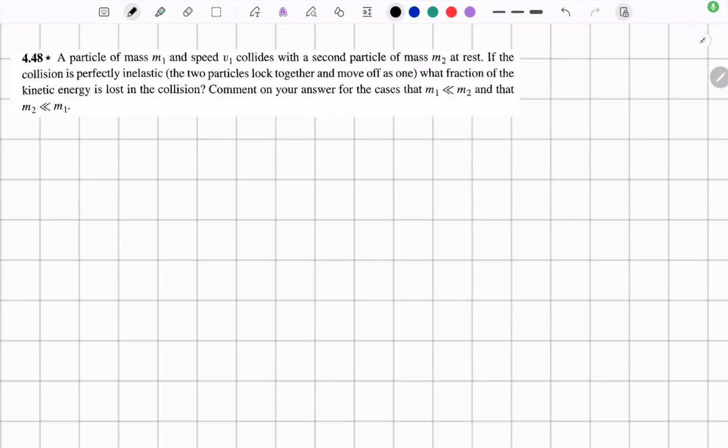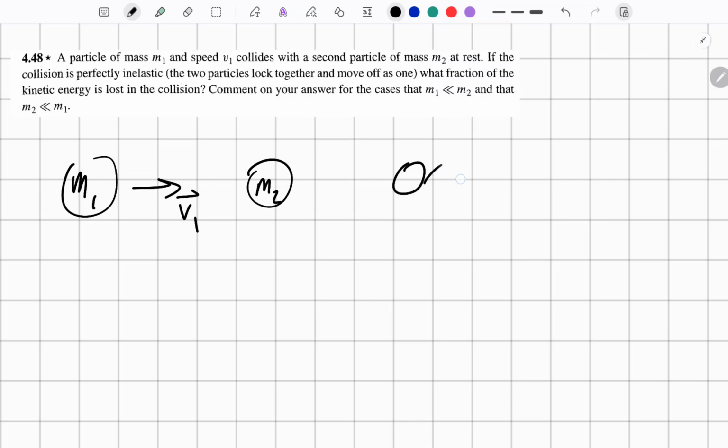Going to work through problem 4.48 from Taylor's Classical Mechanics, chapter 4. This is a problem involving an inelastic collision, a perfectly inelastic collision. So it's giving us that a particle of mass 1 and speed v1 collides with a second particle of mass 2, which is at rest. The collision is perfectly inelastic, meaning that the particles lock together.